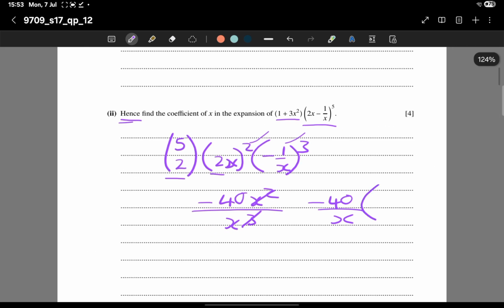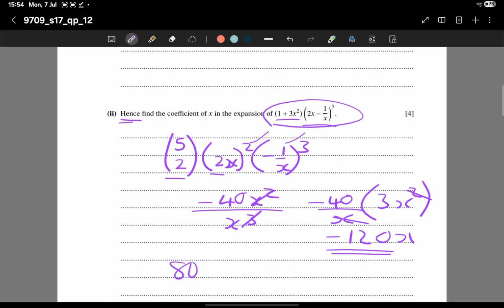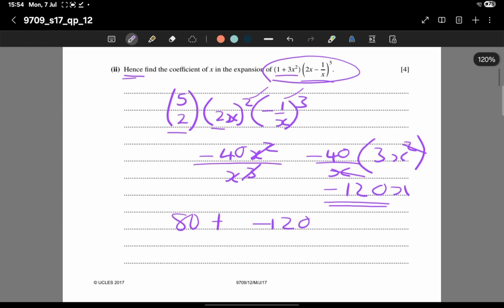Now we know if we multiply this term by 3x squared, we will get a term in x, and the term will have a coefficient of minus 120, right, like this. So we're going to add this coefficient to the previous answer we got, which is 80, right? Because that will give us the resulting coefficient of x in the whole expansion. So we're going to say 80 plus, we know it's minus 120, which is 80 minus 120, which will give us minus 40. So that will be the resulting coefficient.